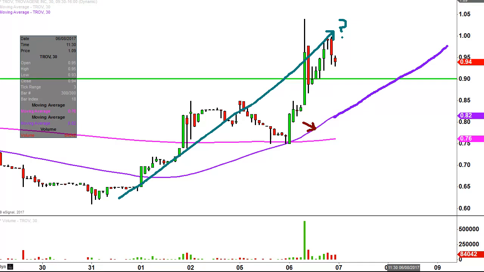So again, very simplistic way. Hey, Clay, how do you measure the health of the overall move? Simply put, as long as the price is above that purple line, bulls are in full health, no questions asked.